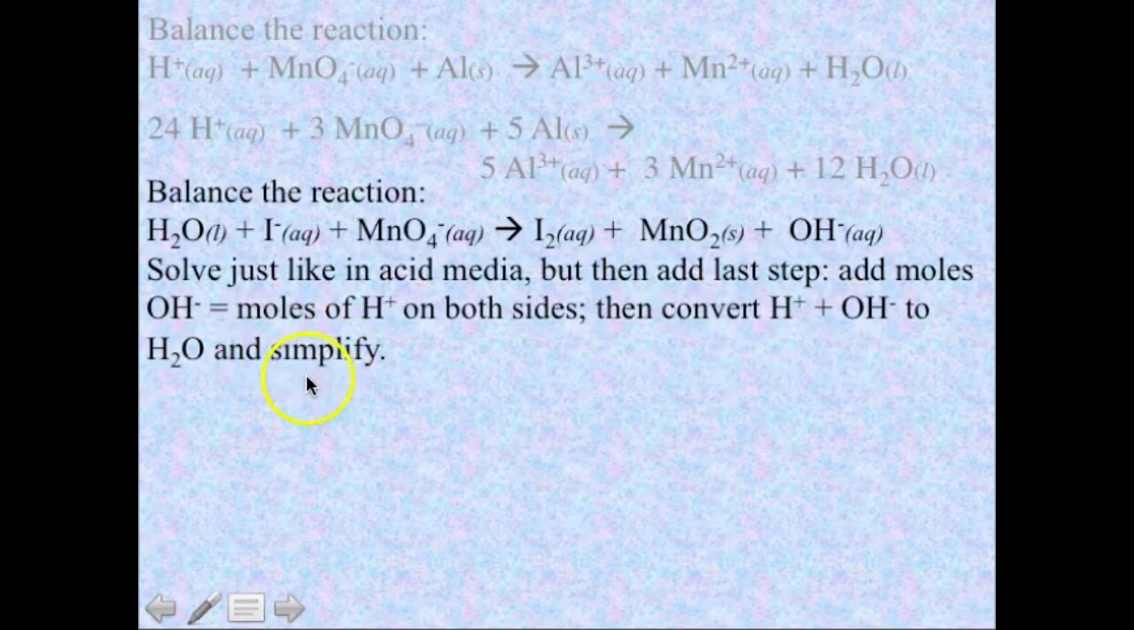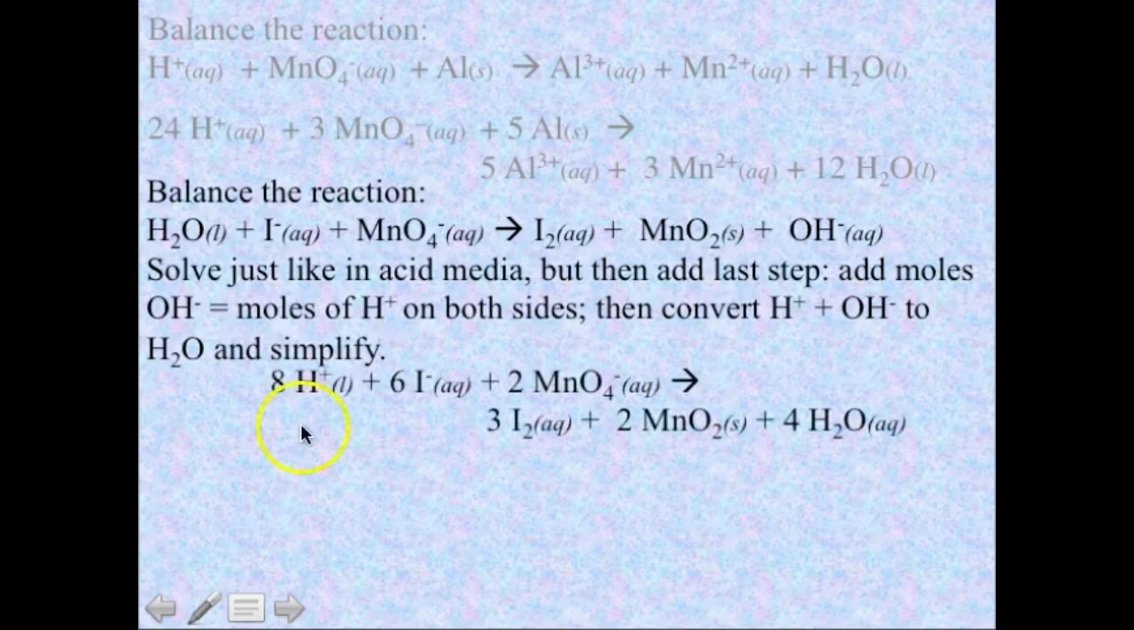So turn your playback off, try it, go through the BOHE equals plus steps. I suggest taking out water and hydroxide and adding those through the BOHE steps, and then adding hydroxide ion onto both sides equal to the amount of hydrogen ion that you have, converting that to water and simplifying. Turn your playback off, try it, and come back.